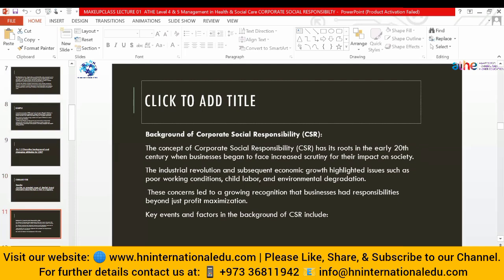Background of the corporate social responsibility. The concept of corporate social responsibility has its roots in the early 20th century when the businesses began to face increased scrutiny for their impact on society. Because in the revolutionary period, that is the start and the era of 19th century, everything was getting revolved. But in 20th century, they felt like the general public and the people that the environment is getting most affected. And then the CSR was born in reality.